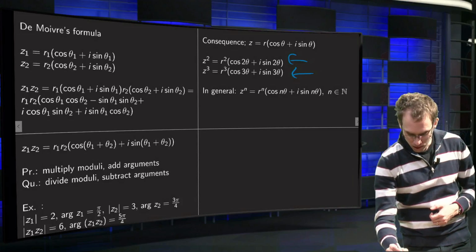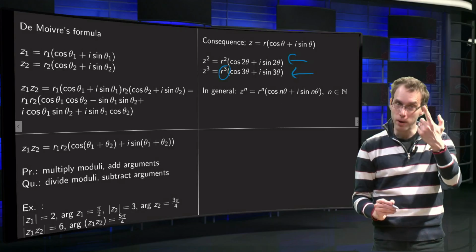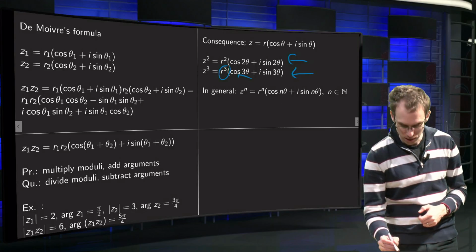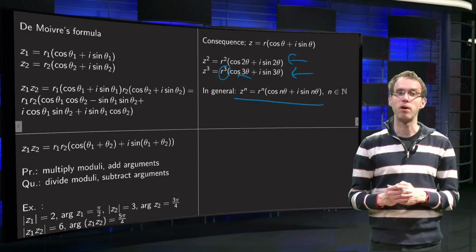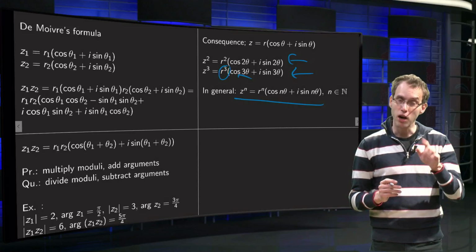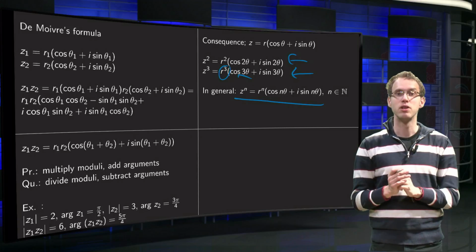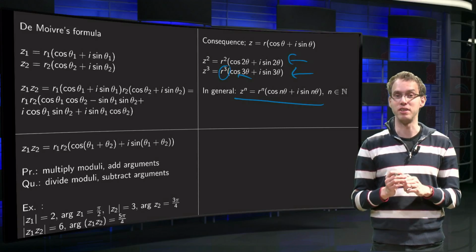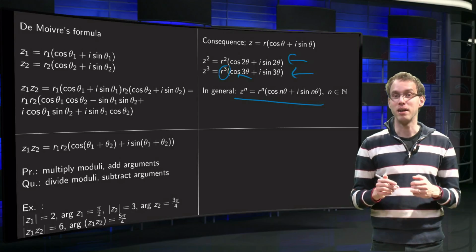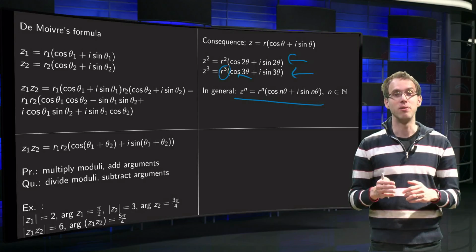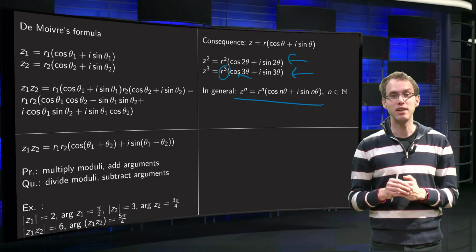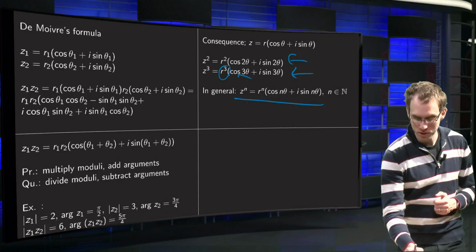You have r to the power n, and you have as argument n times theta, and that is De Moivre's formula. z to the power n equals r to the power n times cosine n theta plus i times the sine of n theta. And this formula holds for any n, so we can use very high n's in this formula. So with this formula we can easily compute high powers of complex numbers.